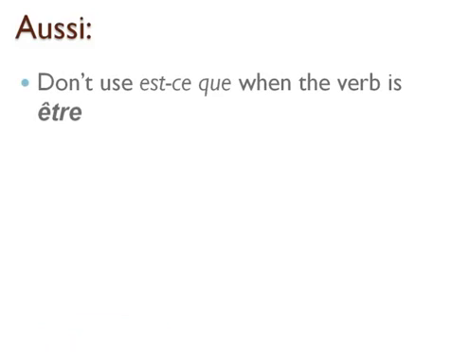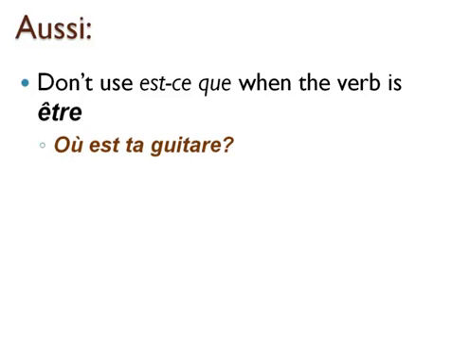Okay, just a couple other things to talk to you about with questions. You won't actually use the expression est-ce when the verb is être, like in this example, où est ta guitare? Where is your guitar? If you were going to use that following the formula, the question would be où est-ce que ta guitare est? Literally saying where is it that your guitar is. It's too long and it repeats the word est, so we can just say où est ta guitare? If your verb is going to be a form of être, you're just going to follow the same word order that we would use in English.